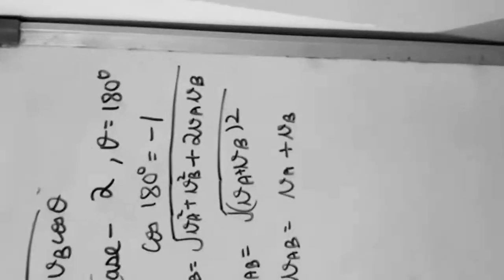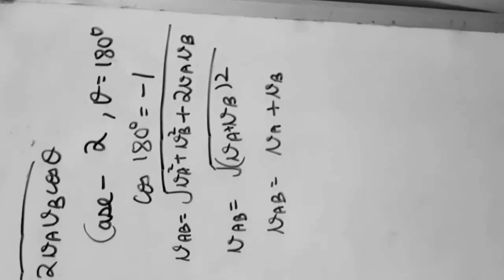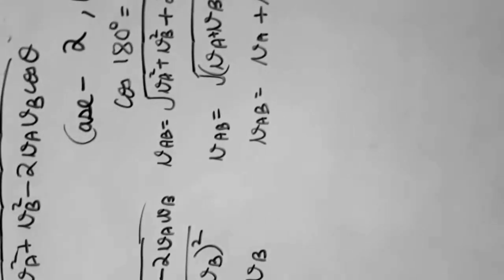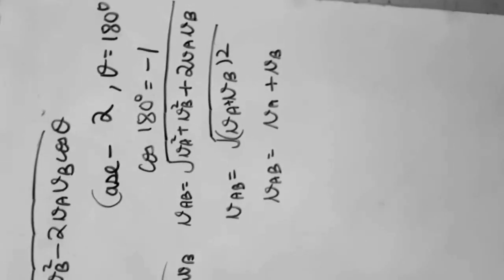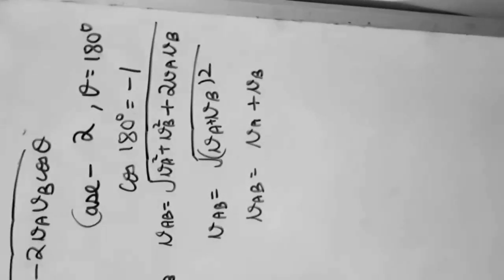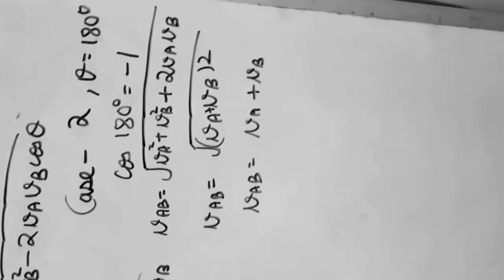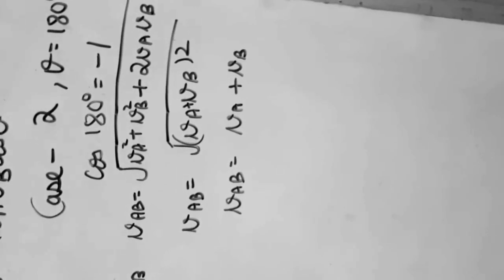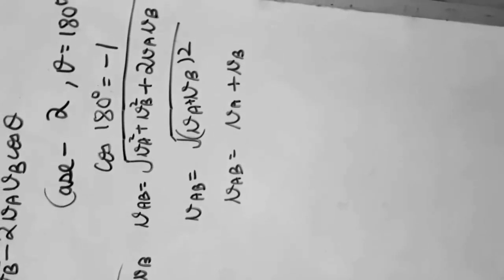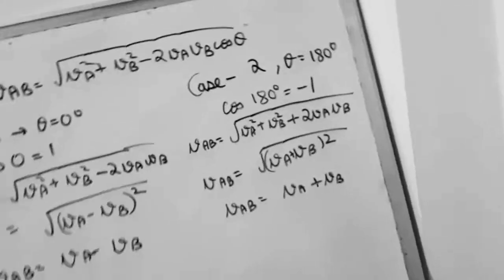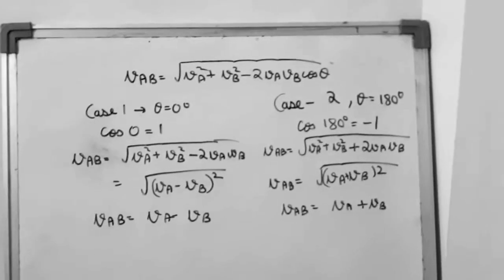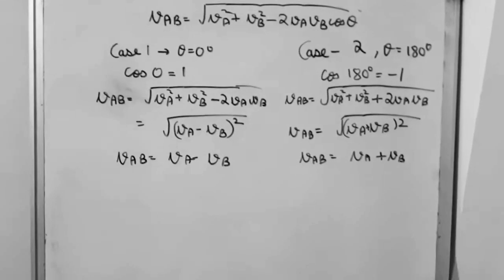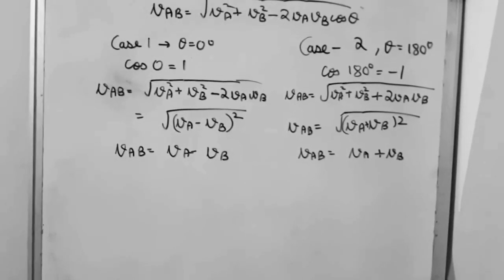In the second case we have that both the bodies are moving in opposite direction, that is theta is equal to 180 degree. The value of cos 180 is minus 1. So VAB is equal to under root of VA square plus VB square plus 2 VA VB, that is, this is the formula for VA plus VB whole square. So the relative velocity VAB is equal to VA plus VB. So these are the two special cases, one in which the body is moving in the same direction, and in the case 2 the body is moving in the opposite direction.